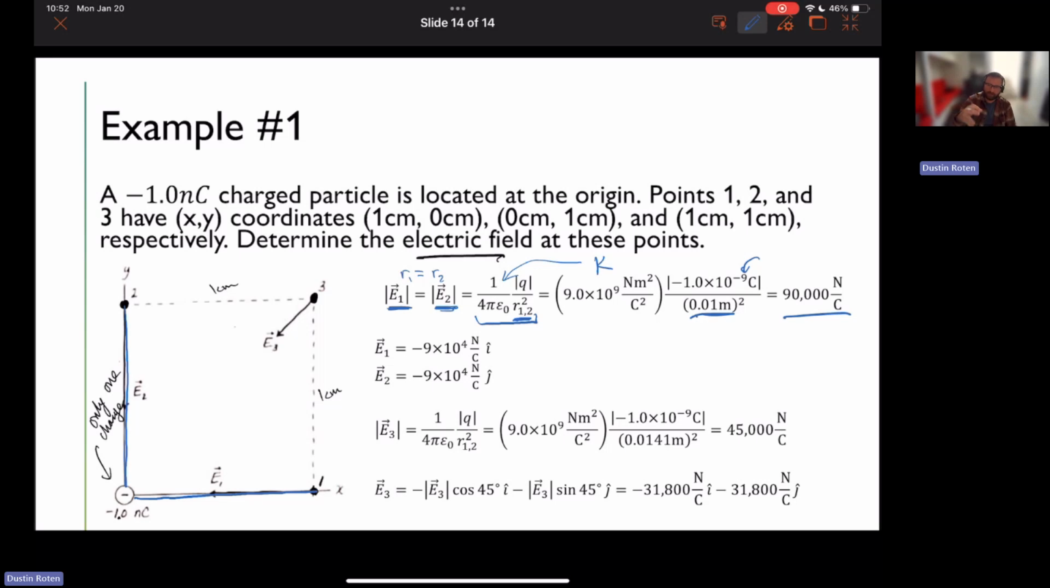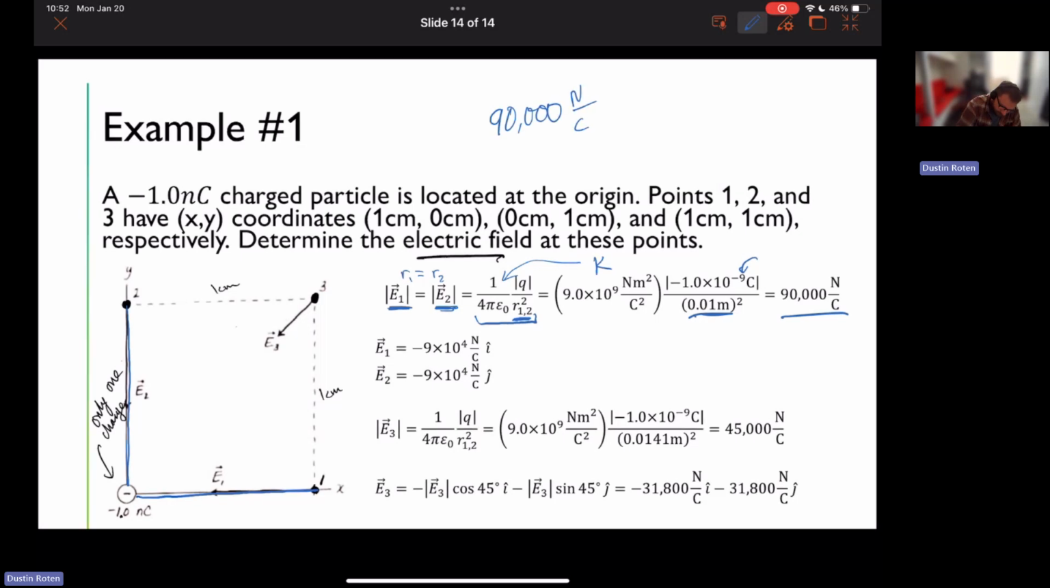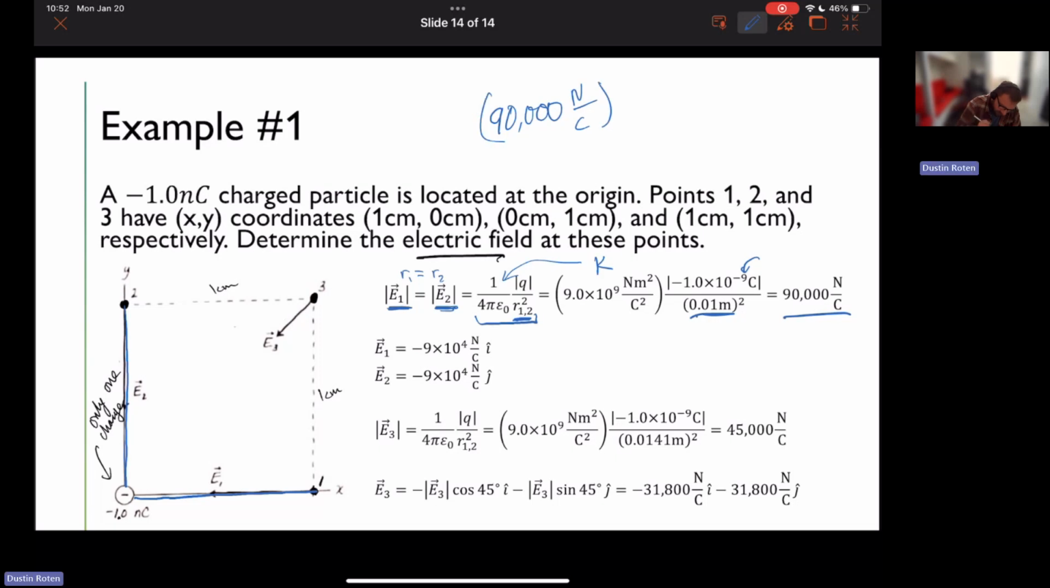Remember, this is a ratio. It's the strength you get per some charge. So if you were to drop in like a 3 coulomb charge in there, just, by the way, if we have this 90,000 newton per coulomb, that's your E field strength.